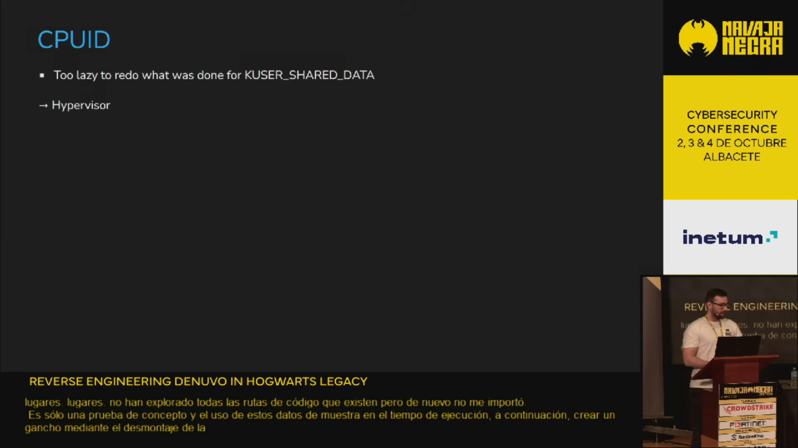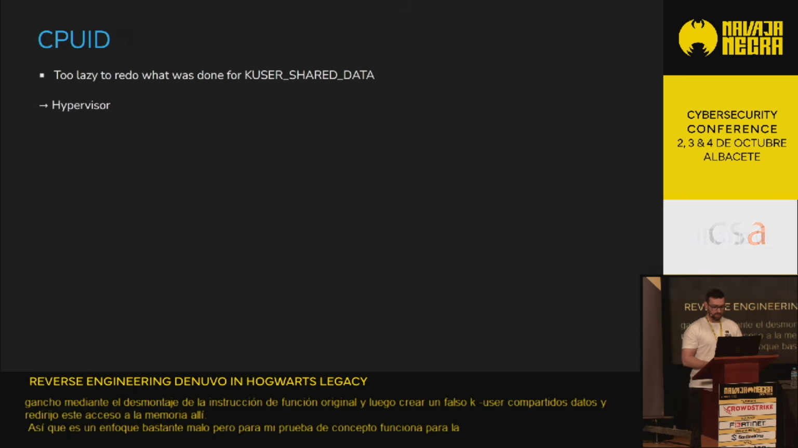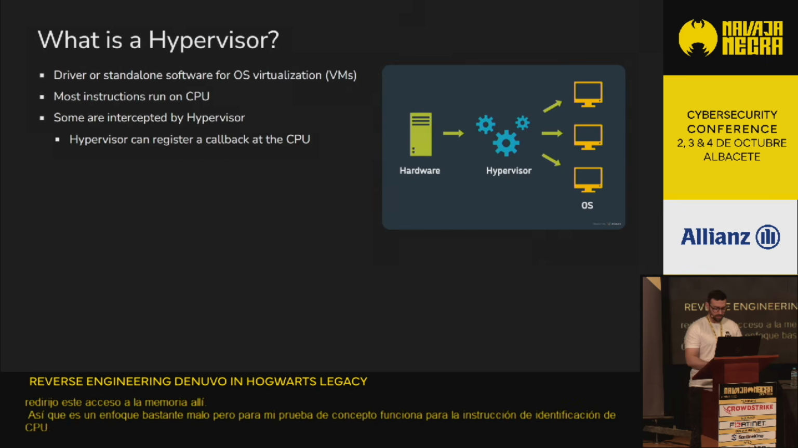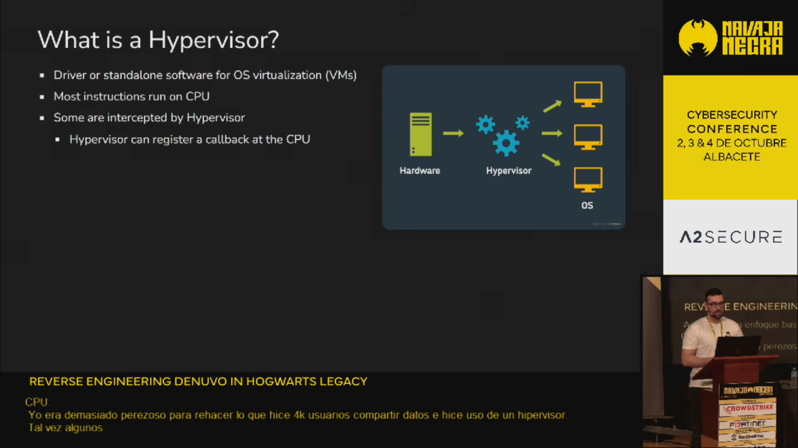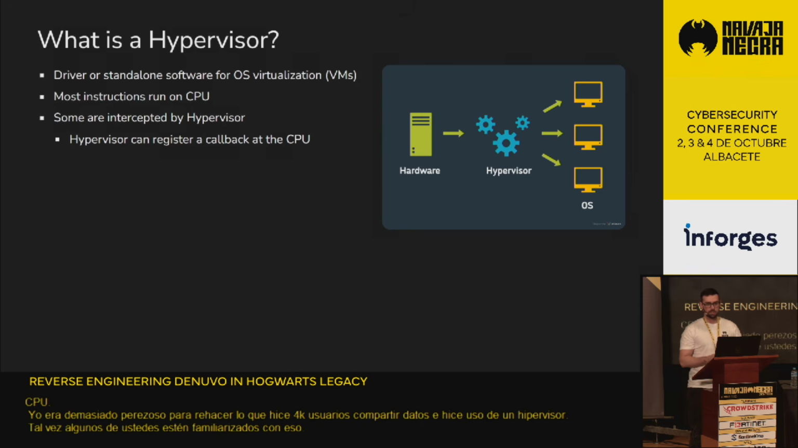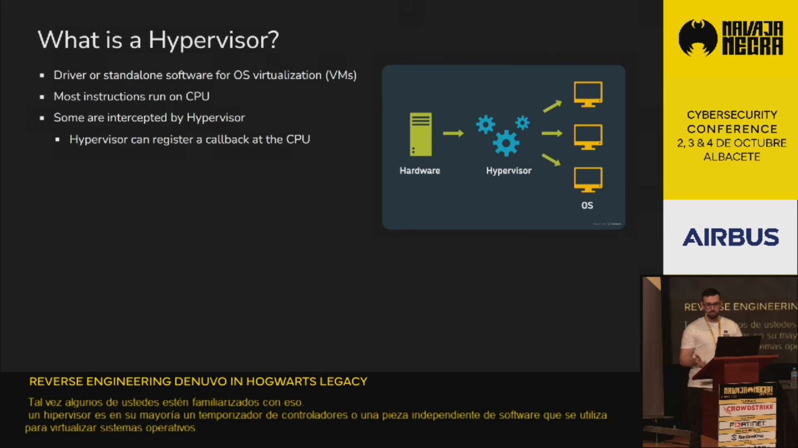For the CPUID instruction, I was way too lazy to redo what I did for KUSER_SHARED_DATA, and I made use of a hypervisor. Maybe some of you are familiar with that. A hypervisor is mostly a driver or a standalone piece of software that is used to virtualize operating systems. So that's the core part of software that is used to run virtual machines on your PC.